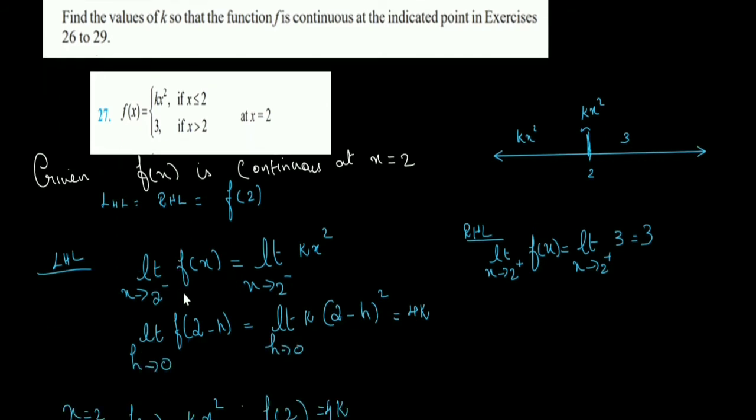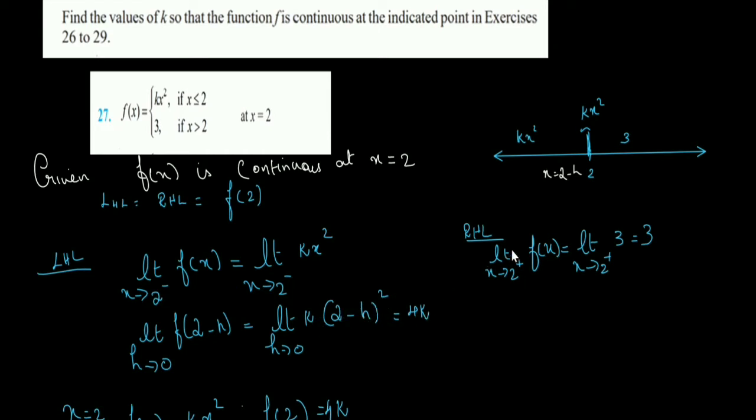Limit x tends to 2 minus of f of x. That means limit x tends to 2 minus f of x is kx square. Less than 2, the function is kx square. If it is less than 2, you write x as 2 minus h. So you have to replace x by 2 minus h and the limit will change as h tends to 0. K, x is 2 minus h the whole square. Put h as 0, you will get 2 square, 4, 4k.